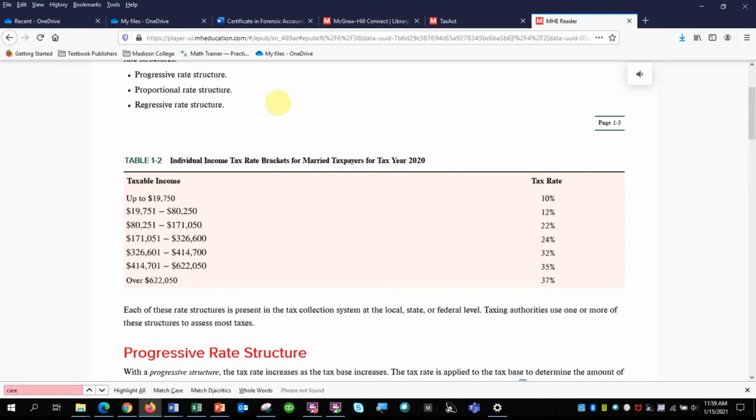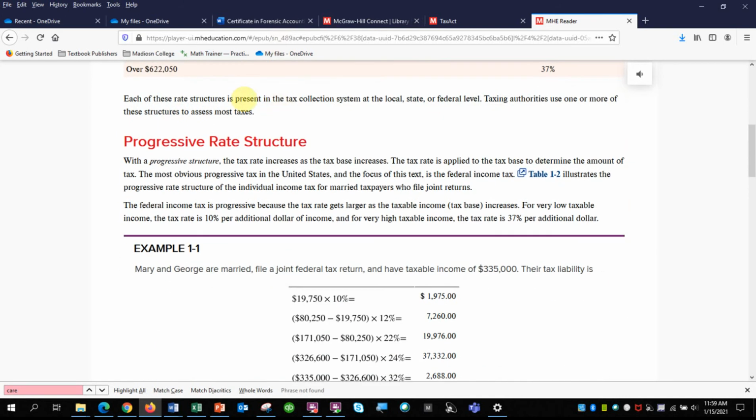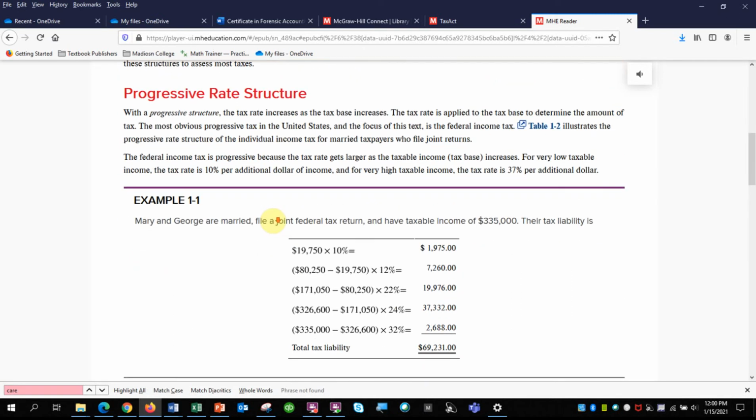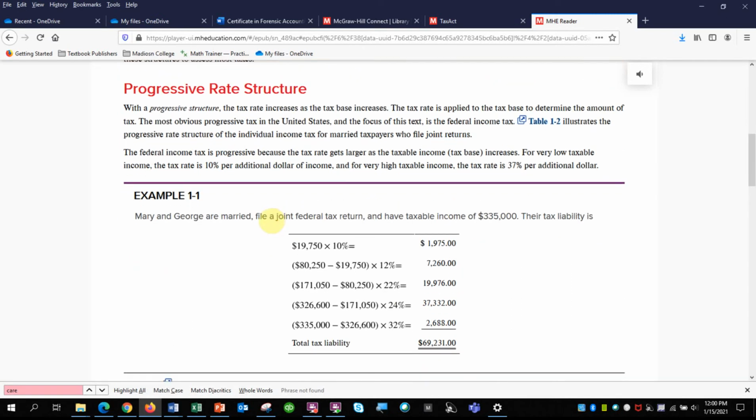We mentioned a little earlier the various tax structures, and one is a progressive tax structure. So this occurs when the tax rate goes up the more money, or more taxable income, I should say, that you have. So as your taxable income goes up, so too do the tax rates that apply to you. And that's what we call the marginal tax rates.